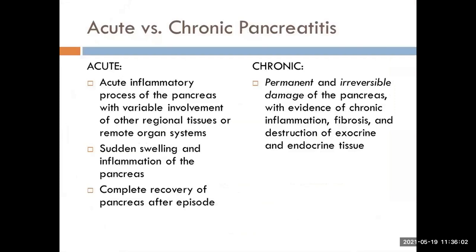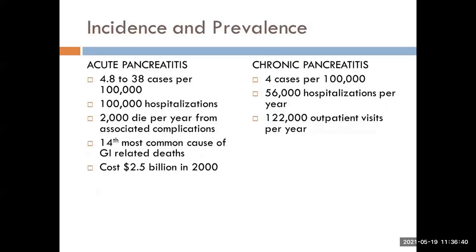In case of chronic pancreatitis, it is basically permanent and irreversible damage of the pancreas with the evidence of chronic inflammation, fibrosis, and destruction of exocrine and endocrine tissues. Whereas in case of acute, the main indication is the sudden swelling and inflammation of the pancreas. Similarly, we can see disturbed levels of enzymes in the blood. In case of acute pancreatitis, a complete recovery of the pancreas is possible after the episode.